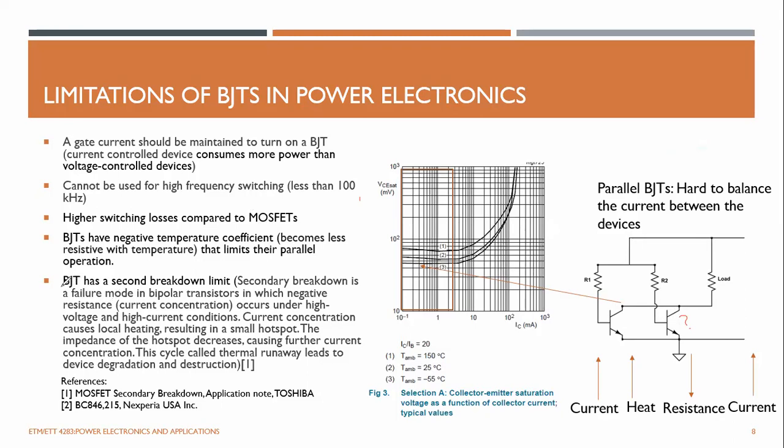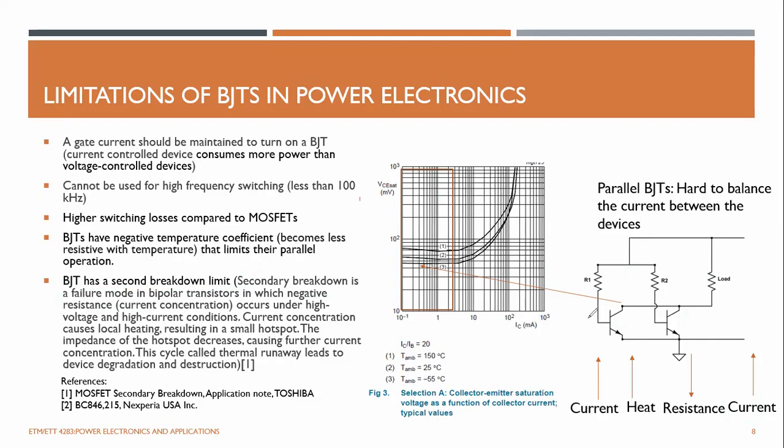The other thing is, I'm not going to cover more details about it, but BJTs have a secondary breakdown limit, because if one guy goes to a higher temperature, there could be a hot spot inside. That will lead to failure of the transistor. Just read these references and you will understand it. That is not necessarily required for this course at your level. But just remember, these are the primary limitations.